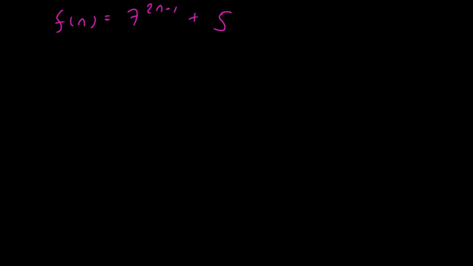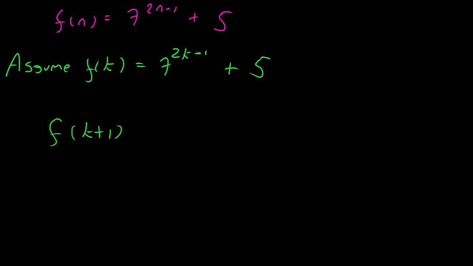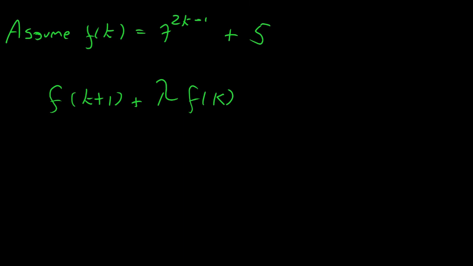Now, I assume f of k is 7 to the 2k minus 1 plus 5. Now, if we can show that f of k plus 1 plus some multiple lambda of f of k is divisible by 12, what does this mean? Right, so assume f of k is divisible by 12. Writing divisible by 12 is a pain, so what I can write is 12 divides this thing, and we want to prove that 12 divides this thing.